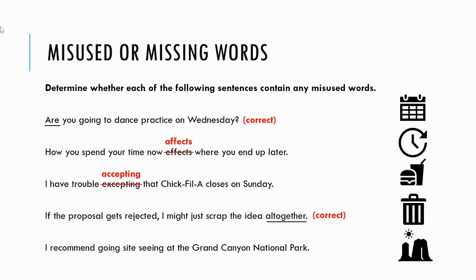"If the proposal gets rejected, I might just scrap the idea altogether." This is written correctly because "altogether" as one word is being used to say entirely. "I recommend going sightseeing at the Grand Canyon National Park." "Sight" in this case is referring to vision rather than location.